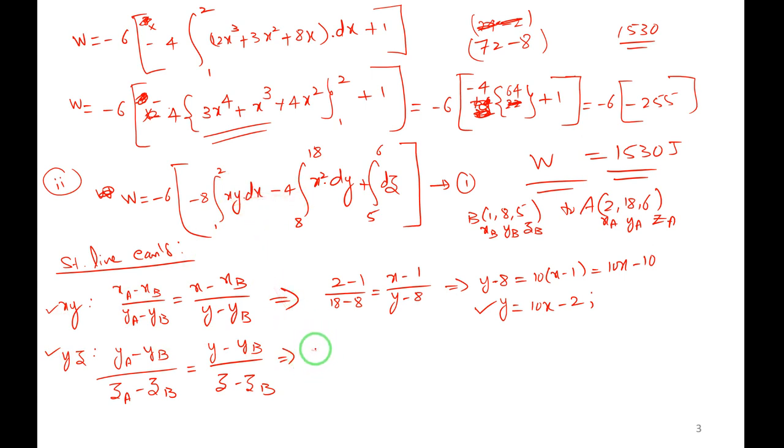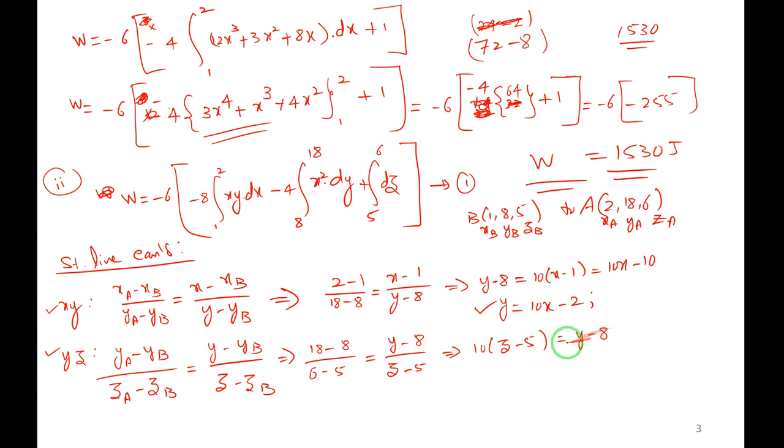So ya minus yb, ya is 18 minus yb is 8, za minus zb, za is 6, zb is 5, y minus yb it is 8, z minus zb, zb is 5. Okay, just will cross multiply. 18 minus 8 it is 10, 10 into z minus 5. Then 6 minus 5 is 1, 1 into y minus 8.